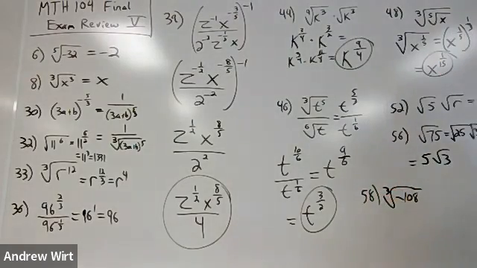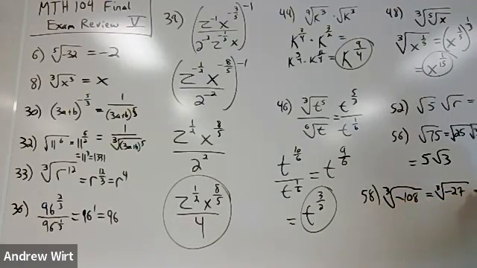All right, 58, third root of negative 108. Now, since we have a 3 index, we're looking for perfect cubes. So we want a perfect cube that divides evenly into 108. And that is 27. And we can actually make that a negative 27, so it'll remove the negative from the radical.